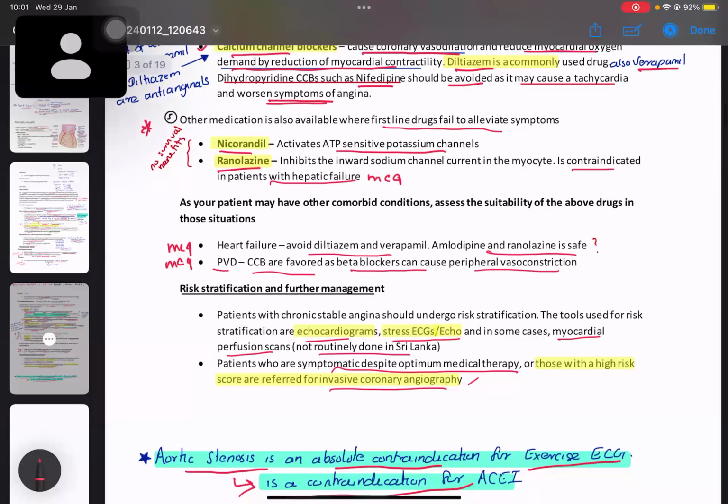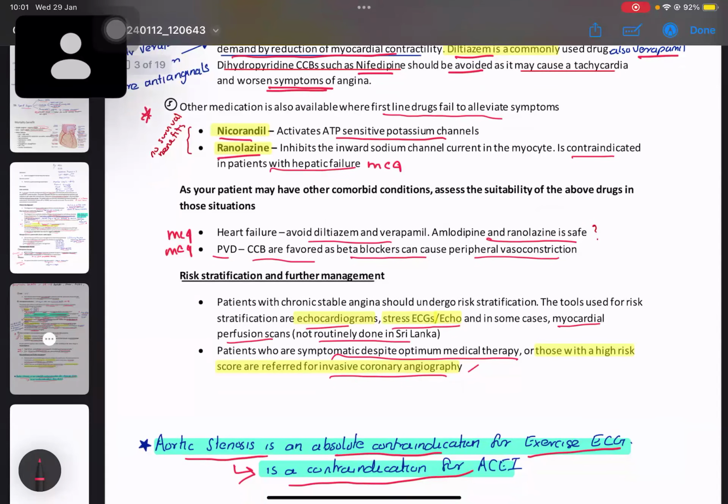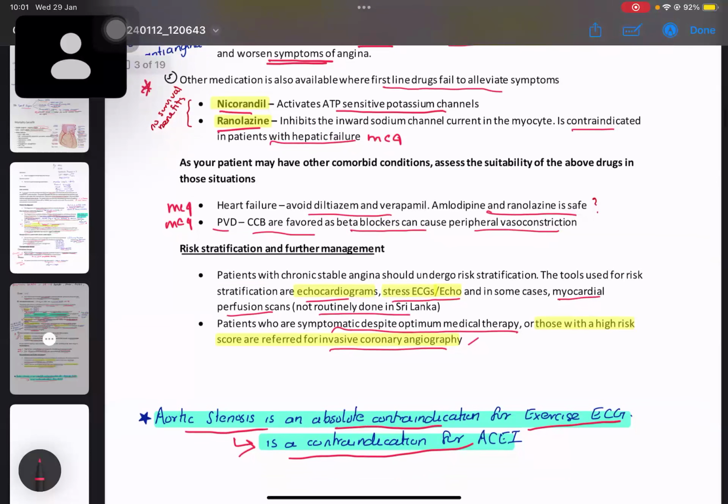You don't need to know this deeply, and they won't ask this in MCQs as well, but just for the knowledge, there are second line medications such as nicorandil and ranolazine. Ranolazine inhibits the late sodium channel current in the myocyte and is contraindicated in patients with hepatic failure. These are MCQ ones; the MCQs I have noted are the things that have occurred in your final MBBS exam papers. And if your patient might be having hepatic failure, you can show your knowledge in the cases.